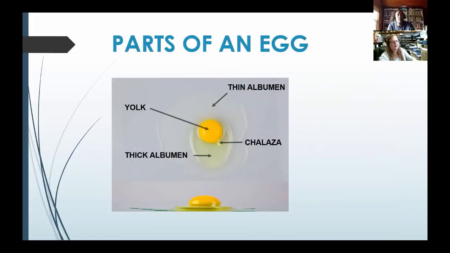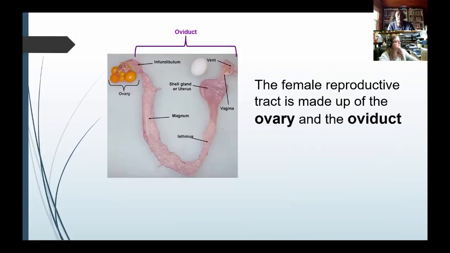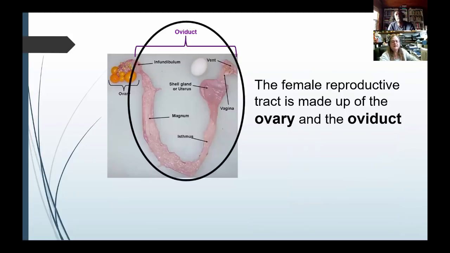So again, while we like to eat eggs, they are part of a reproductive system, and so you need to consider it that way. So the female reproductive system is made up of two main parts, the ovary and the oviduct, and this thing is just moving on by itself.